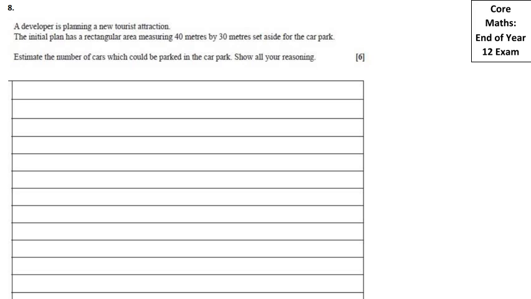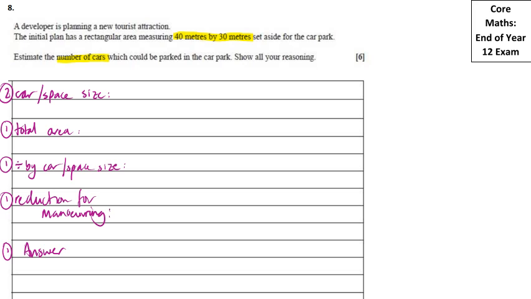So in question 8, we had a new tourist attraction and an area that was 30 metres by 40 metres for a car park. And we needed to find out the number of cars which could be parked in there. Now, these were the areas you got marks for. The final answer gave you a mark for anything between 20 and 120. But if you just put an answer in that region without any workings, you got no marks at all. You had to show your thinking for it.